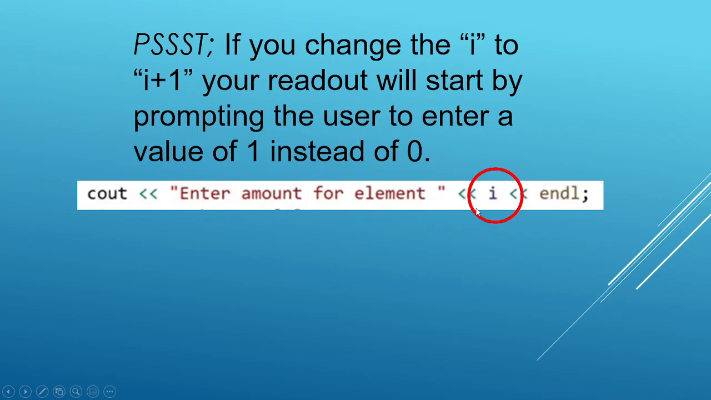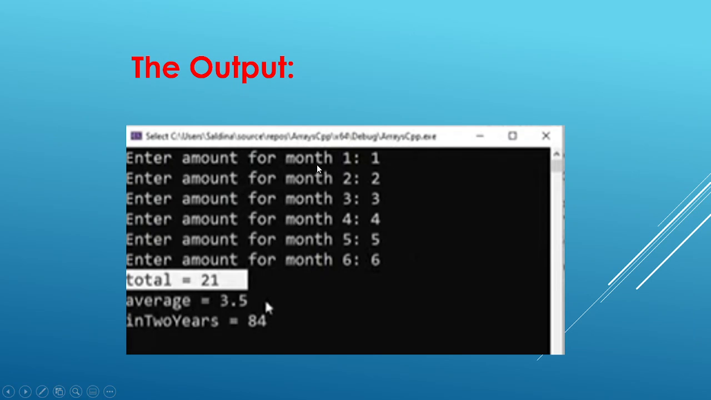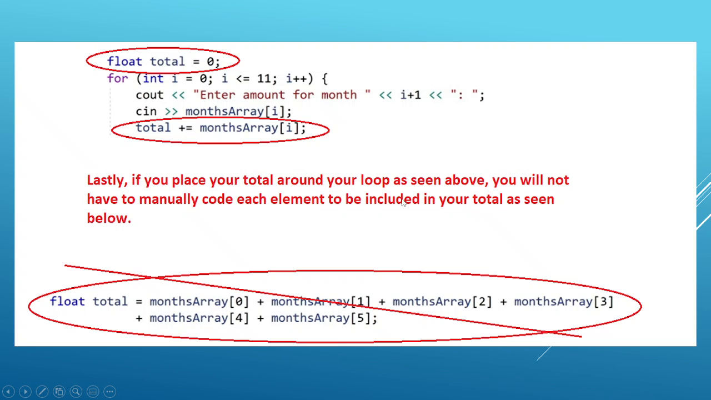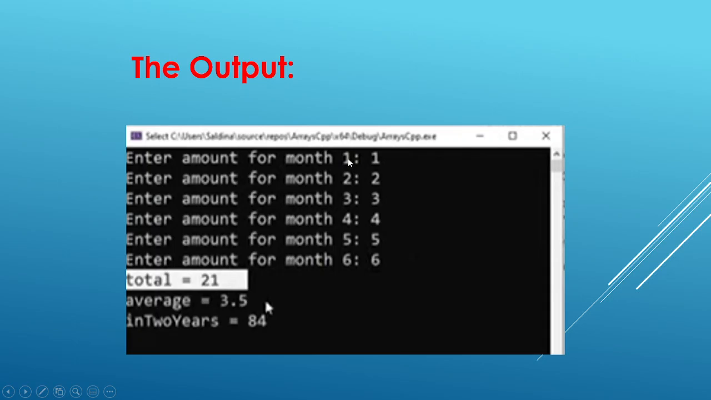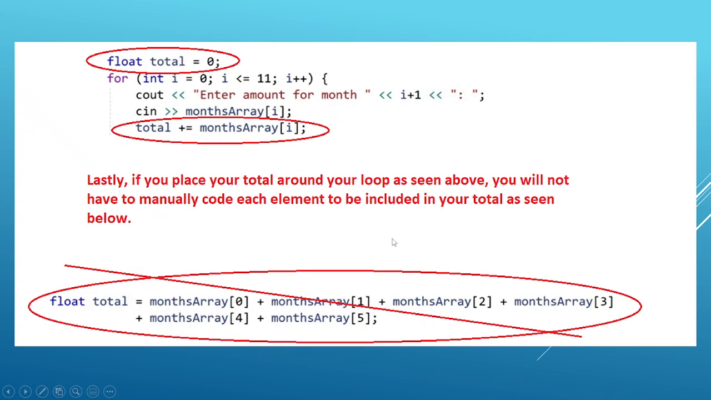Now, if you change the i to i plus 1, like I showed you in W3Schools earlier, then when your output happens, you would have the number 1 instead of the number 0 here. So let me go back one. Because if you don't do that, then it'll go 0, 1, 2, 3, 4, 5 when you have 6 values, and it's just more user-friendly to start with the number 1.